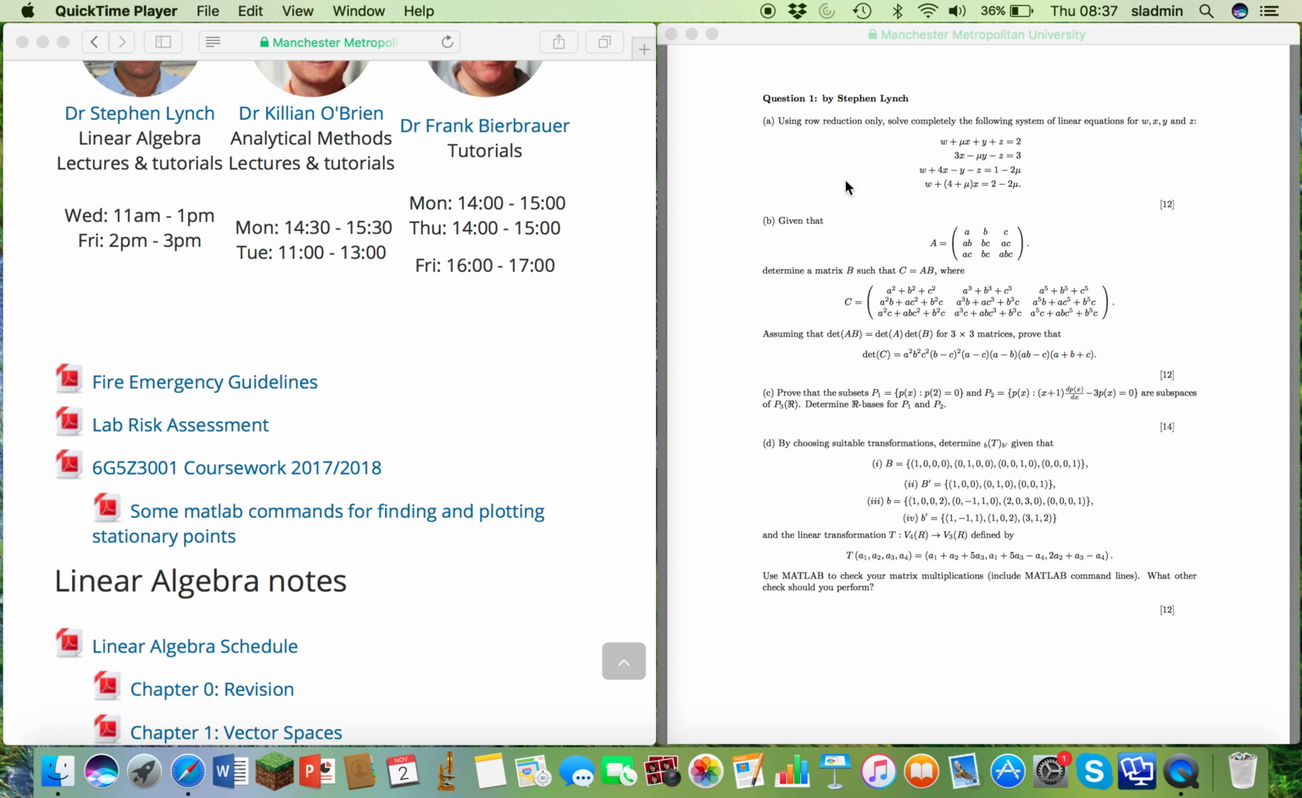So question 1 part A, using row reduction only, which means you can only use row reduction for this question, we want to solve these linear equations for w, x, y and z. Note that mu is simply a parameter, so your solutions will be in terms of mu. Also take note that the question asks you to solve completely. So think to yourselves, what does that mean?